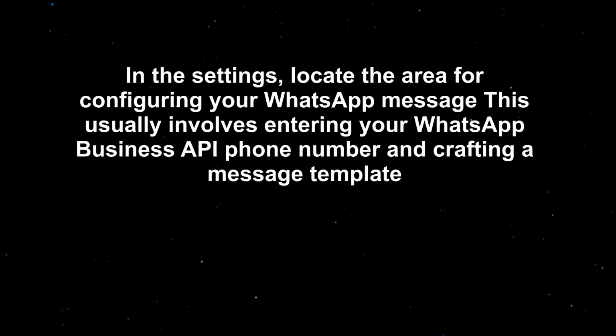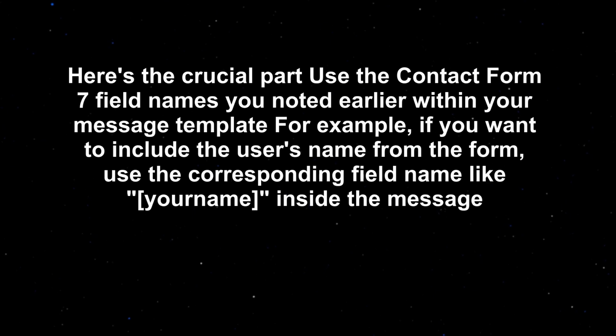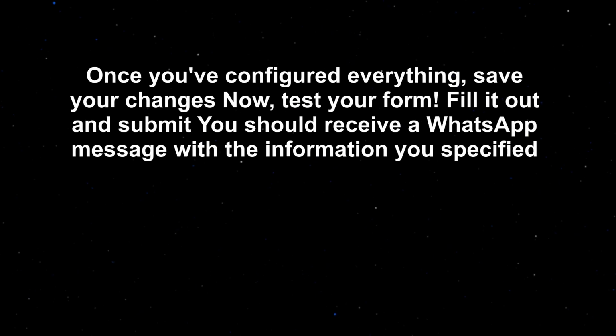In the settings, locate the area for configuring your WhatsApp message. This usually involves entering your WhatsApp business API, a phone number, and crafting a message template. Here's the crucial part. Use the Contact Form 7 field names you noted earlier within your message template. For example, if you want to include the user's name from the form, use the corresponding field name like your-name inside the message. Once you've configured everything, save your changes.